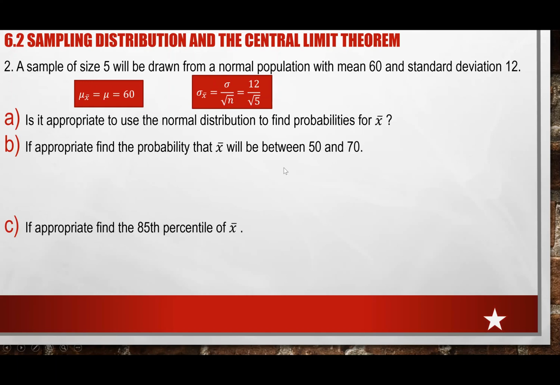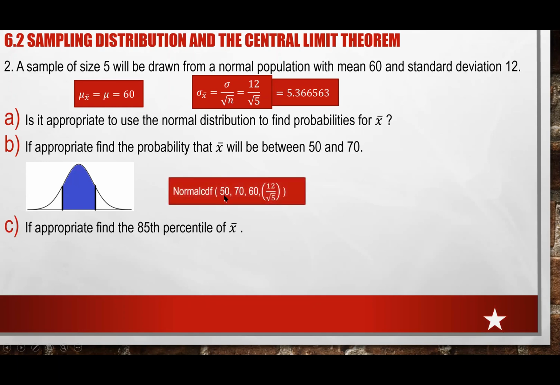So again, I know that we're looking for the probability between 50 and 70, which are my endpoints. And what is my mean? My mean is 60, and my standard deviation is 12 divided by the square root of 5. In section 6.1, we deal with the population, so there is no sample to divide by. In 6.2, the only thing new is that we have to divide by the square root of n. And once you have that, this is equal to 0.9376.